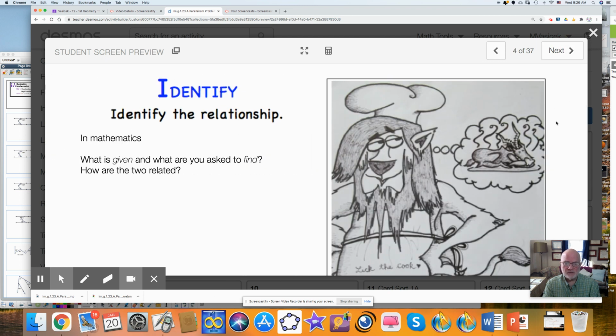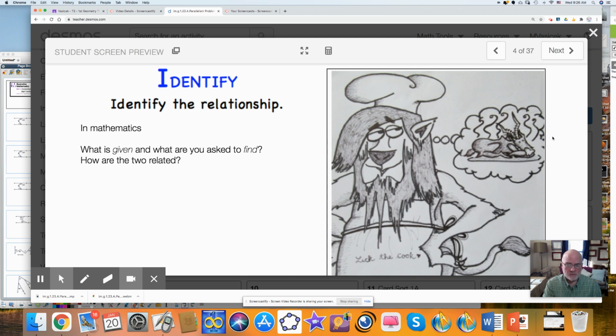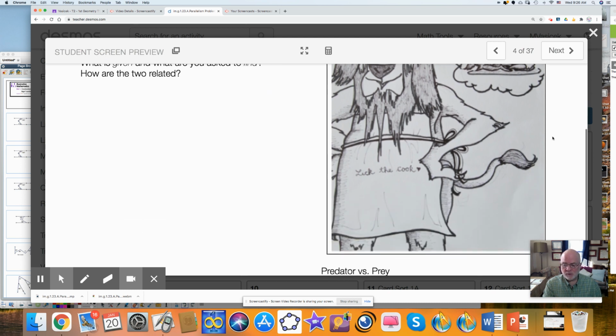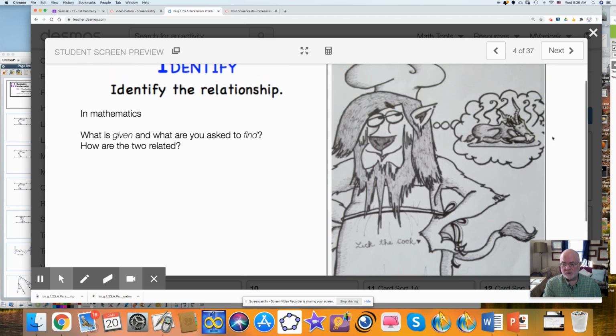First one is to identify the relationship. So in mathematics, it is what is given and what is it you're asked to find. How do the two relate? Here in my picture, it's which one is the predator and which one is the prey.